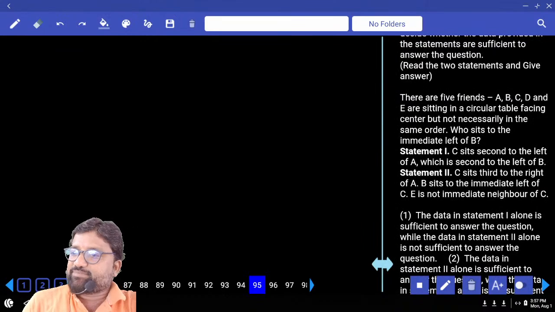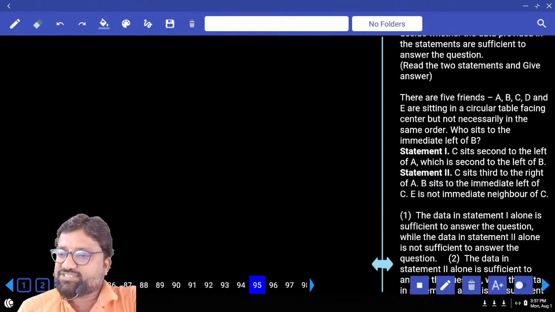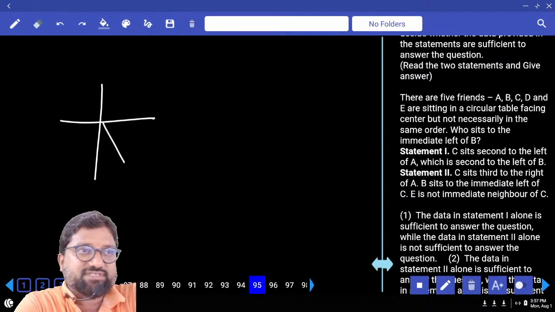There are 5 friends A, B, C, D, E sitting at a circular table facing the center but not necessarily in the same order. Who sits to the immediate left of B? How many people? 5 people sitting at the circular table facing the center.